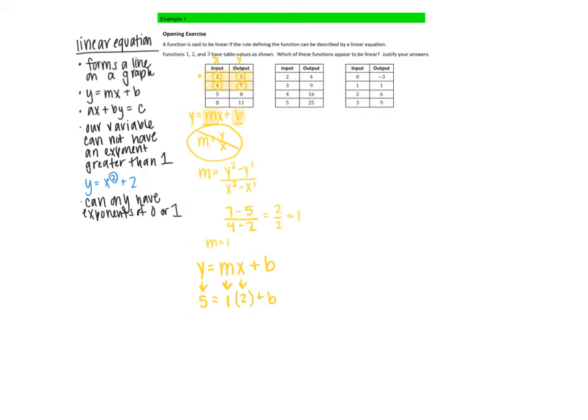We did this a long time ago, so this is not new, but it's probably something you've forgotten how to do. From there, we're going to solve for b, so we're going to try to get this b completely by itself so we know what b equals. Well, 1 times 2 is 2, okay? And then to get b completely by itself, we're going to subtract this 2 from it.